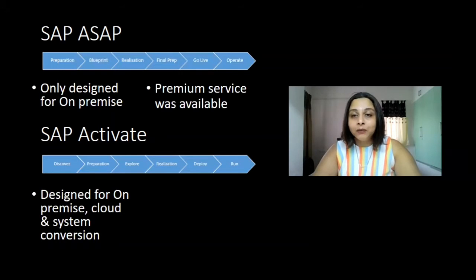As far as ASAP was concerned, earlier SAP used to provide premium services, which are obviously paid services, so that the SAP customers or implementation partners could contact SAP if they had any doubts while implementing any particular project, and they used to get assistance from SAP employees or SAP team, and this used to expedite their project execution.